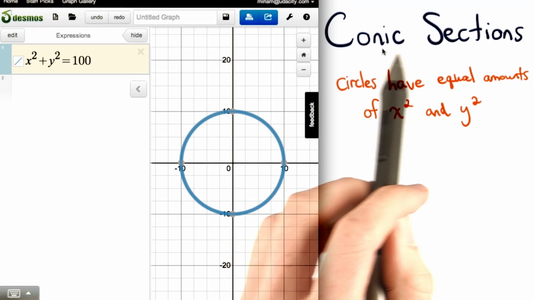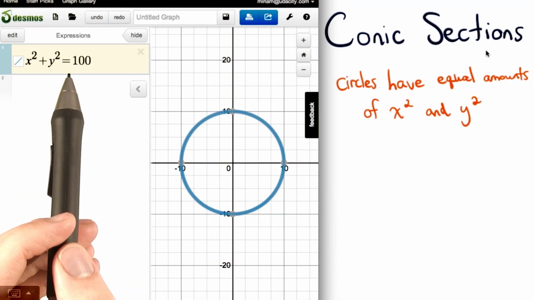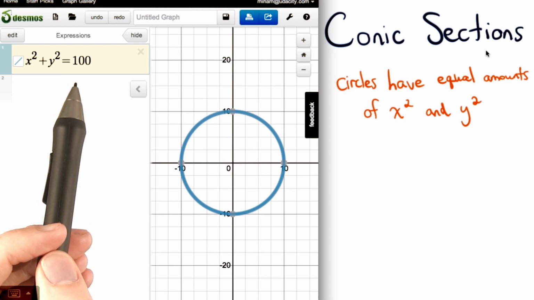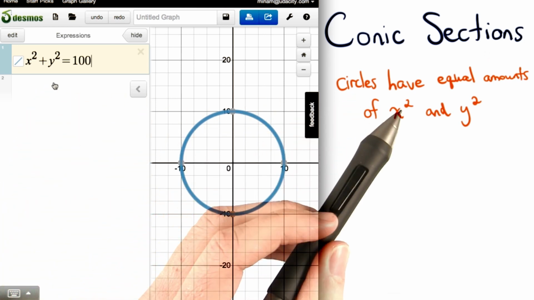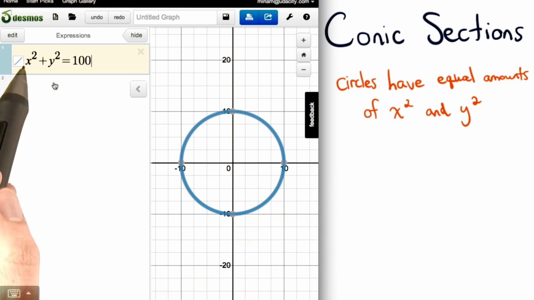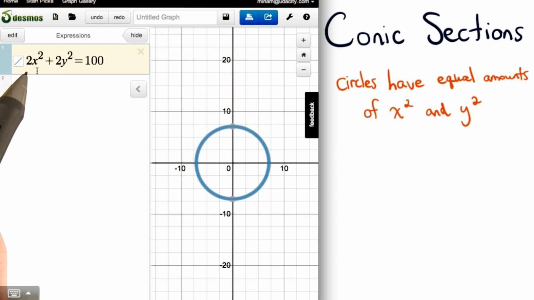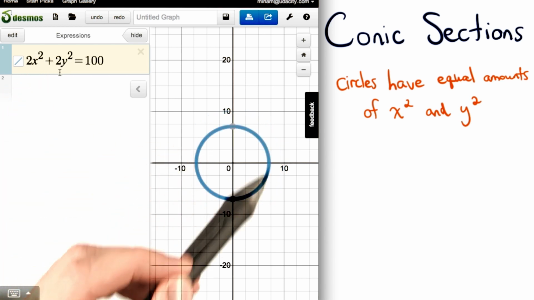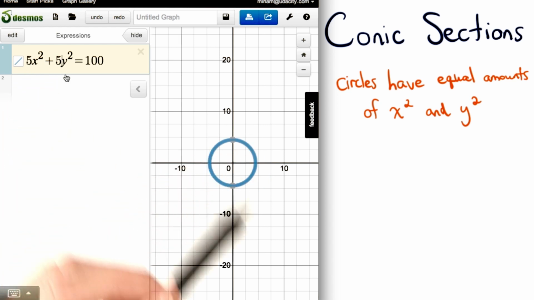So when we're determining conic sections, we want to look at the equation. We can tell by the equation whether or not the shape will be a circle, an ellipse, a hyperbola, or a parabola. For the case of circles, they'll always have the same amount of x squared and y squared, meaning the numbers in front of x squared and y squared will be the same. Even if I change these to 2, I still have a shape of a circle. And changing them to 5, I still have a perfect circle.